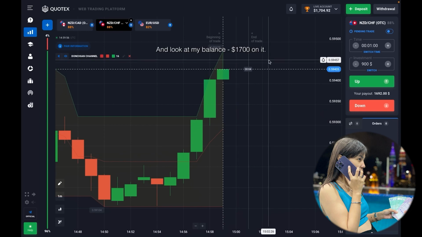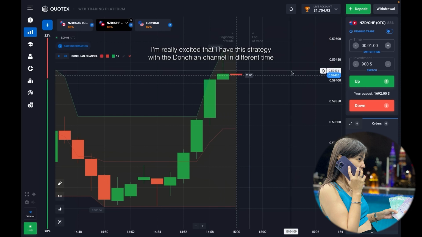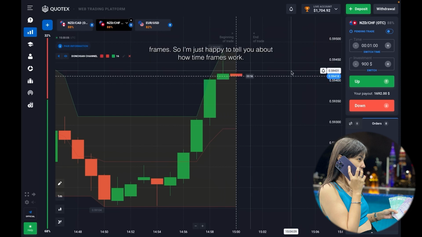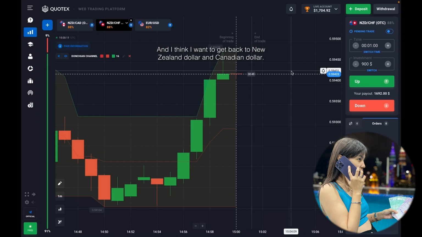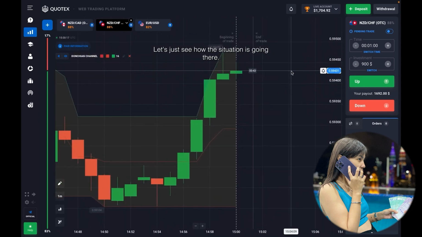Look at my balance, $1,700 on it, and I'm really excited that I have this strategy with the Donchian channel in different time frames. So I'm just really happy to tell you about how time frames work, and I think I want to get back to the New Zealand dollar and Canadian dollar, and let's see how the situation is going there.